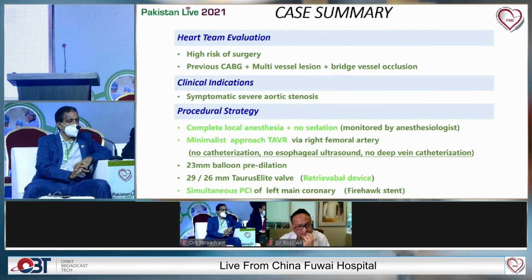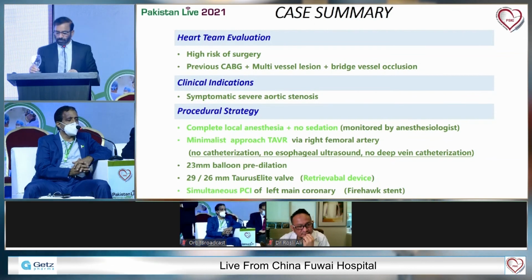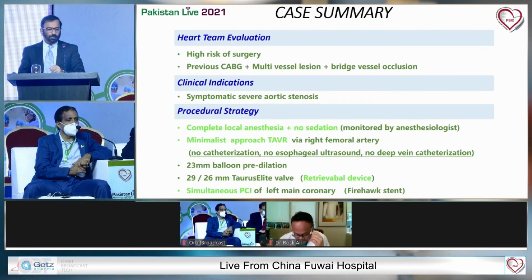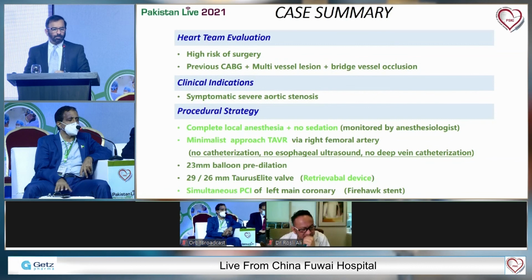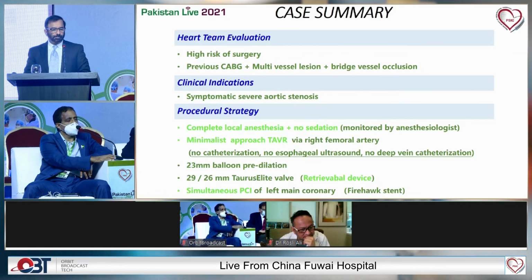Now the valve you mentioned, this Taurus, it's probably going to be the same as CoreValve. It's retrievable, similar to that probably. So I think that should be fine. You've already done the sizing and everything, so that should be great.